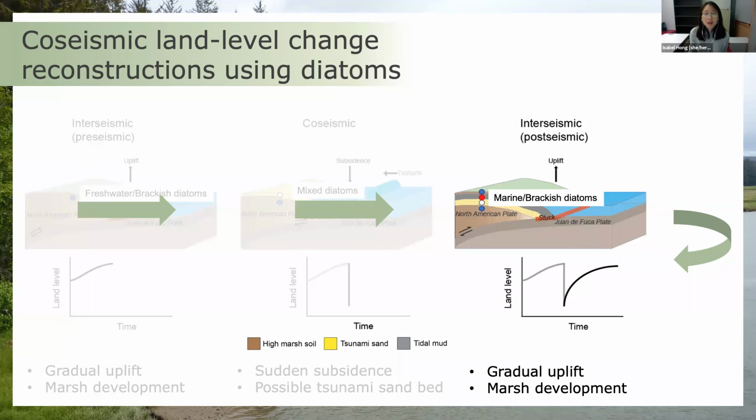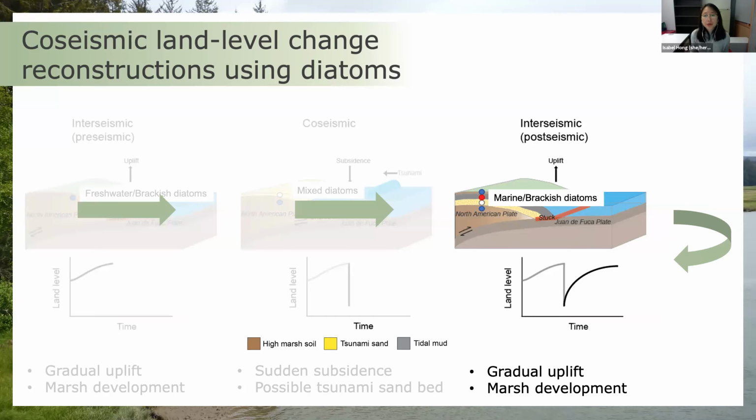brackish diatoms. But as that unstuck zone becomes stuck once again, we're going to have gradual uplift occurring in these coastal environments. And again, that's going to allow for the reestablishment of salt marshes and tidal wetland forests, where we'll see a transition happening then from intertidal muds into more organic rich soils. And that change is also going to be reflected in the diatoms, where we see a shift from marine and brackish diatoms back into freshwater diatoms.